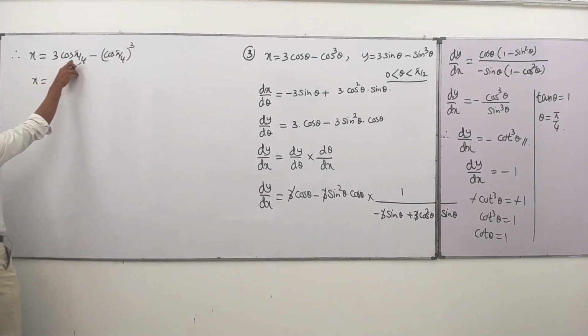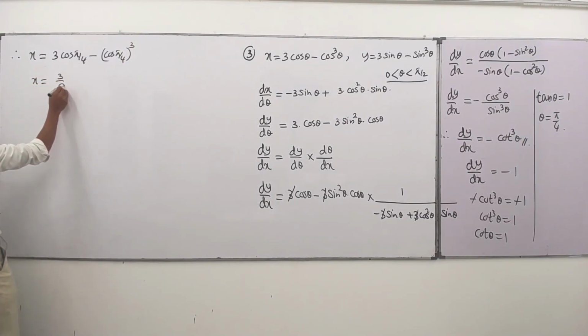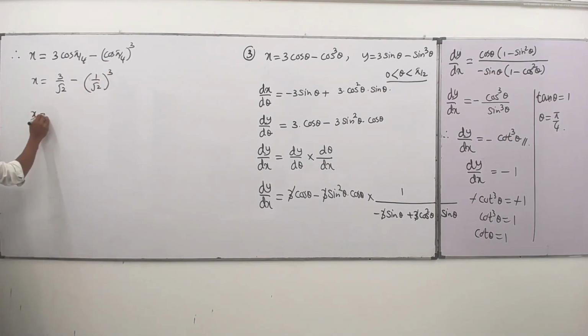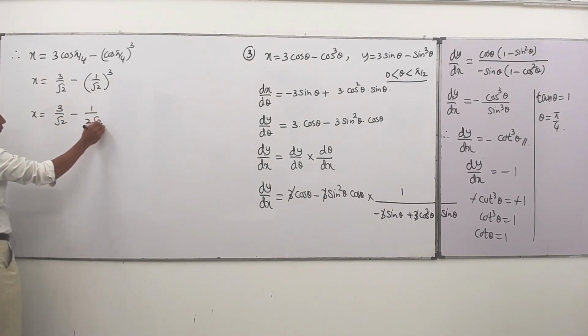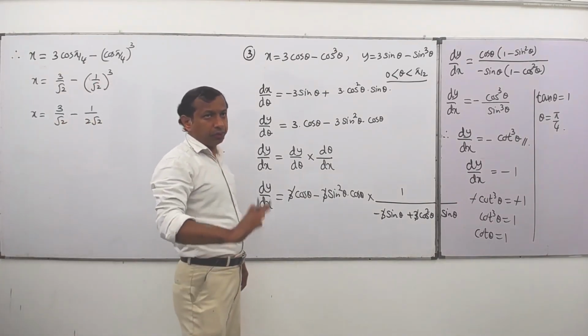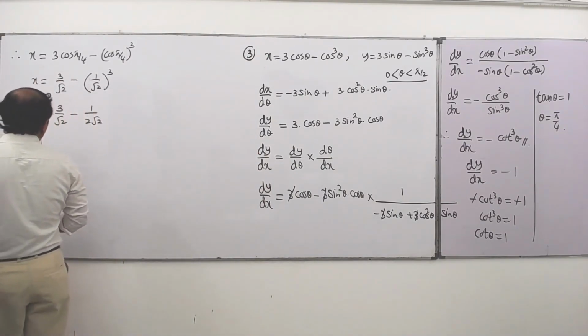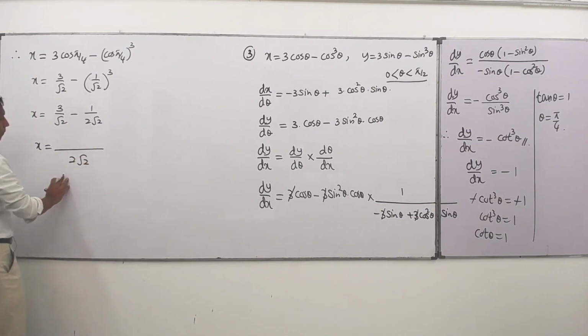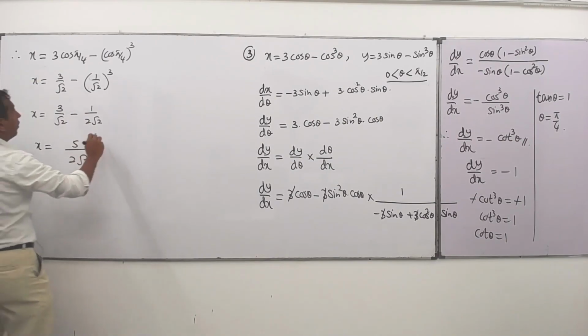Cos pi by 4 means 1 over root 2. 3 over root 2 here, minus 1 over root 2 to the power 3: 3 over root 2 minus 1 over 2 root 2. Correct, no? Root 2 to the power 3 means 2 root 2: root 2, root 2, root 2, no? Then we get a common denominator, 2 root 2. This will be 6 minus 1 is 5. x is this. Similarly, y can be found.